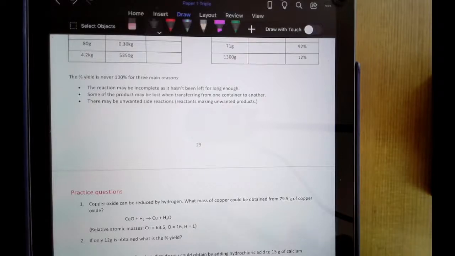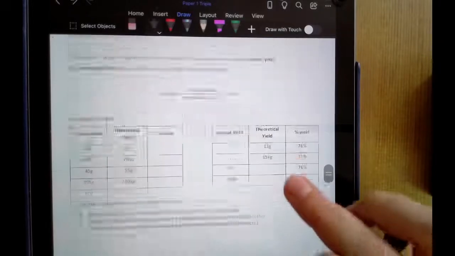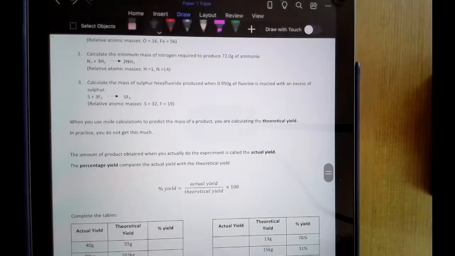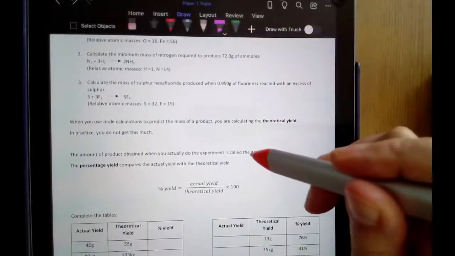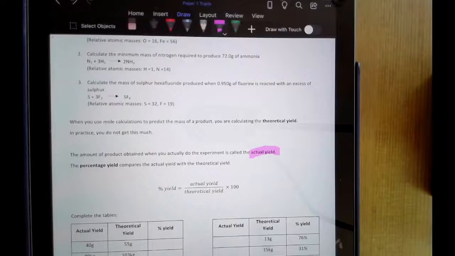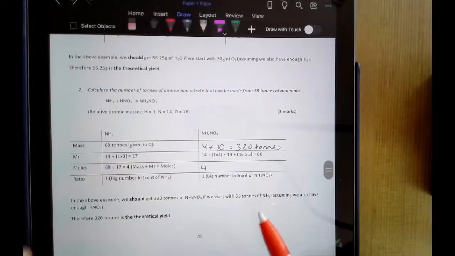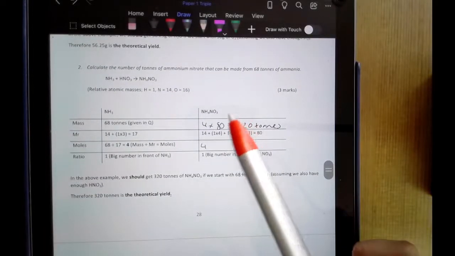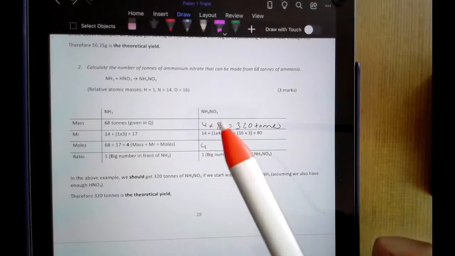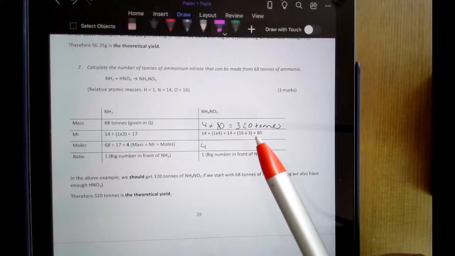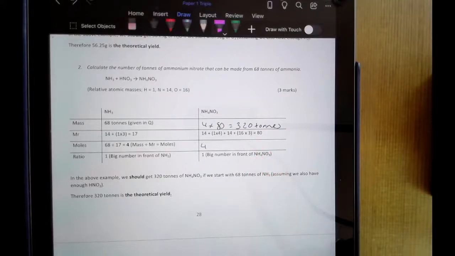So in general, you never end up with as much as you predict that you are going to end up with. And the amount that you do end up with is called your actual yield. That's the amount that you actually get after doing the experiment. And to find your actual yield, you'll just get the mass using a mass balance after the experiment. So if you were doing this particular experiment, at the end, you would get the mass of your ammonium nitrate just using a mass balance, and you would probably find that it's quite a lot less than 320 tons. And that's going to be your actual yield.